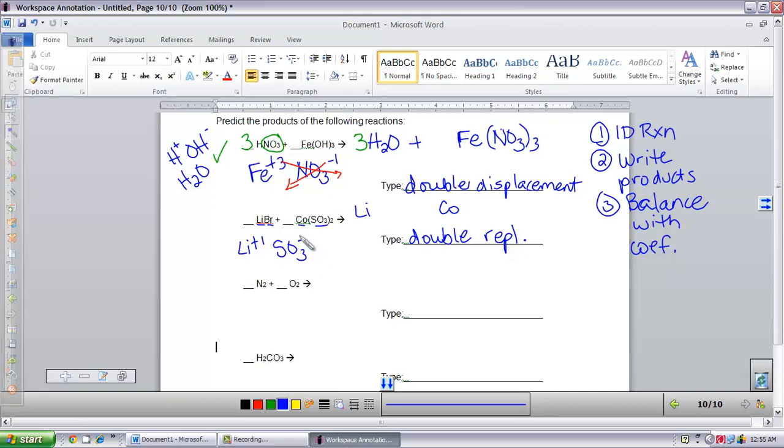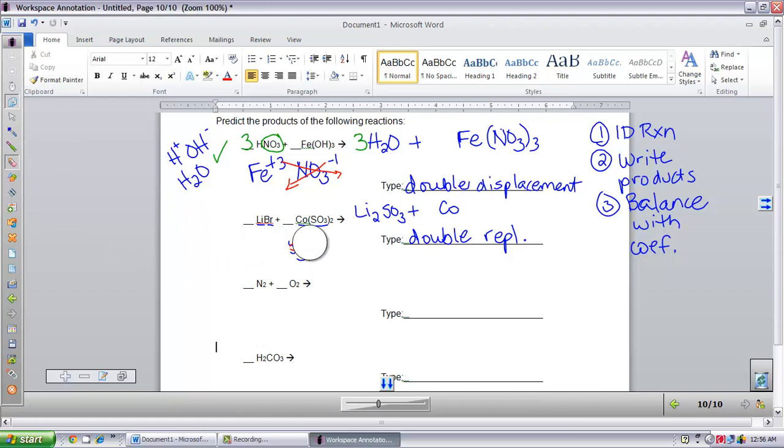Let me double check that. -2. That's what I thought. Okay. So when you crisscross, you're going to need 2 lithiums for every sulfite to get rid of all those electrons in that bond.